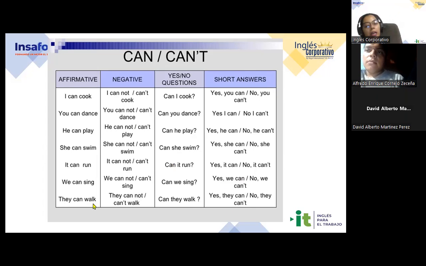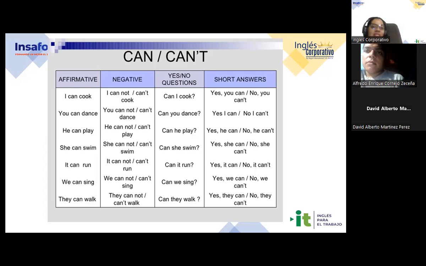Ok, muy bien. Entonces, hoy va a ser 6, una más le voy a subir. You are going to write 6 questions, and then you are going to ask it to your co-worker, your classmate. So, but please do the questions. Can you? Aquí tenemos muchas. Aquí dice dance, play, swim, run, sing, walk. Puede ser. Can you read a book in a one day? ¿Puedes leer un libro en un día?